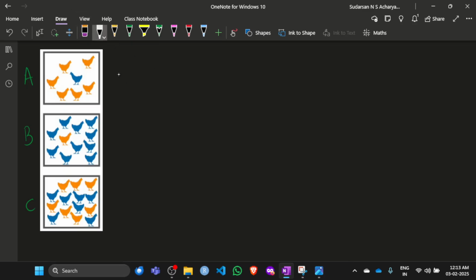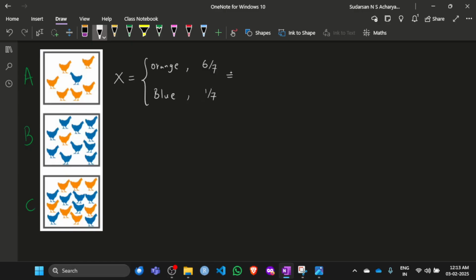So what are the possible values of x? X can be an orange chicken, or it can be a blue chicken, right? And what is the associated probability? Well, the probability that we pick an orange chicken is 6 over 7, and the probability that we pick a blue chicken is 1 over 7, right?